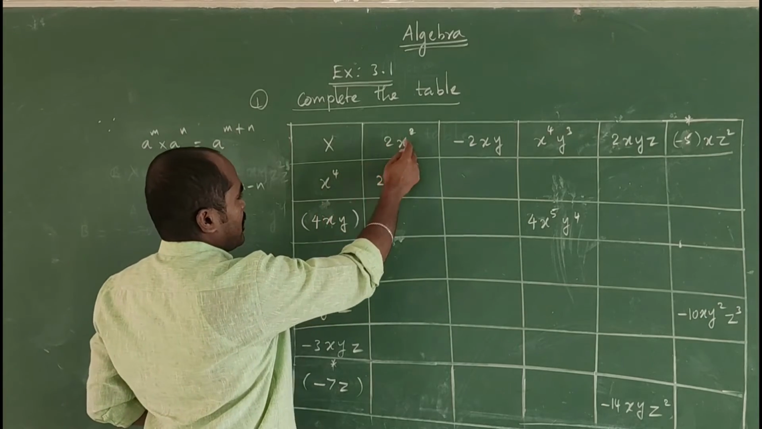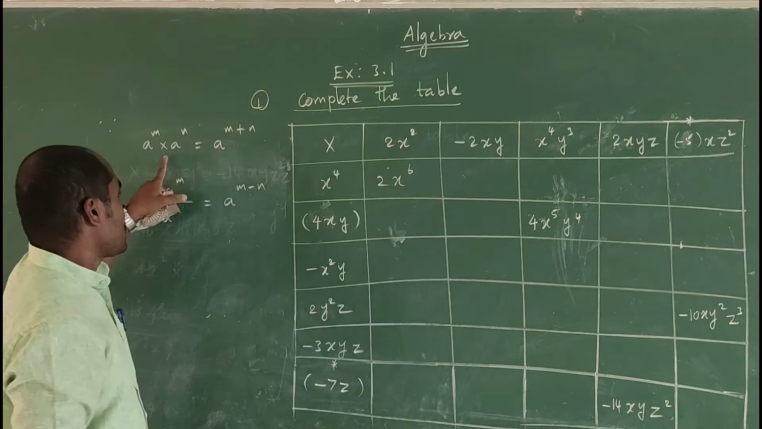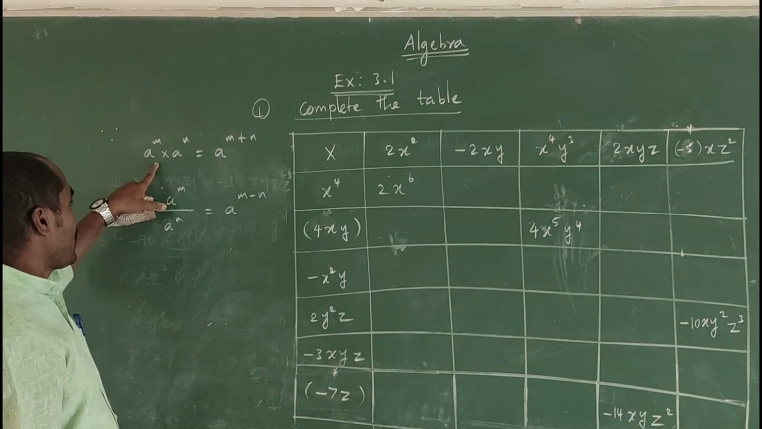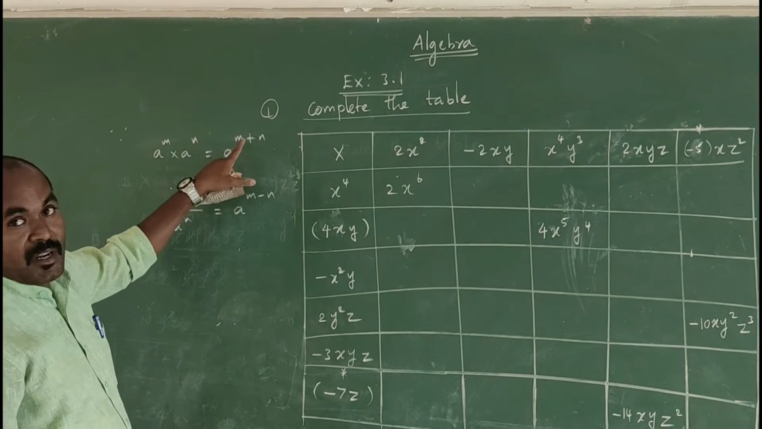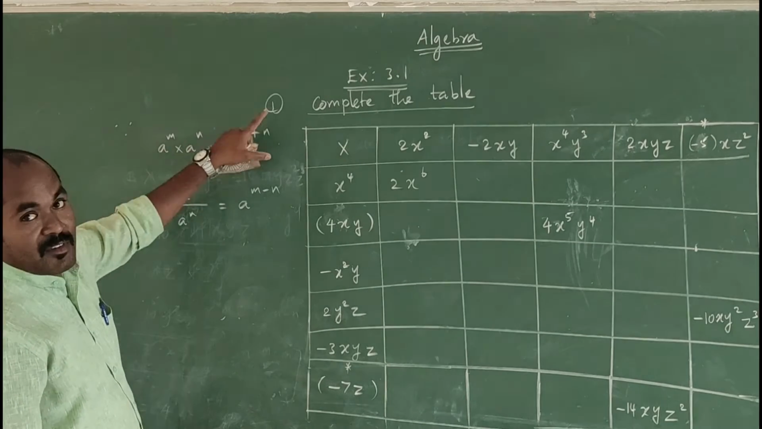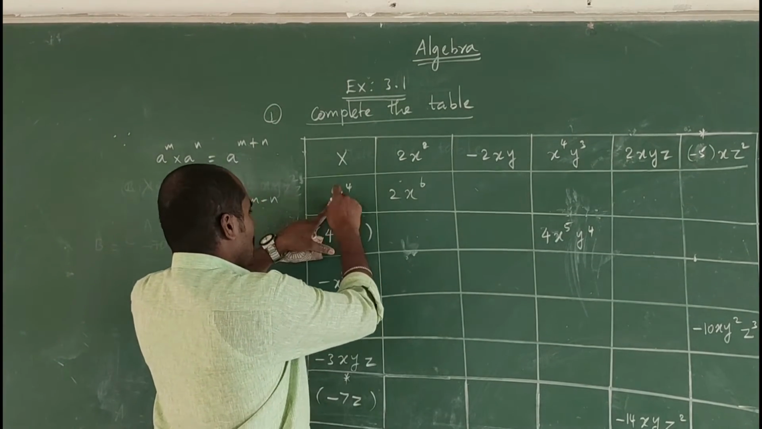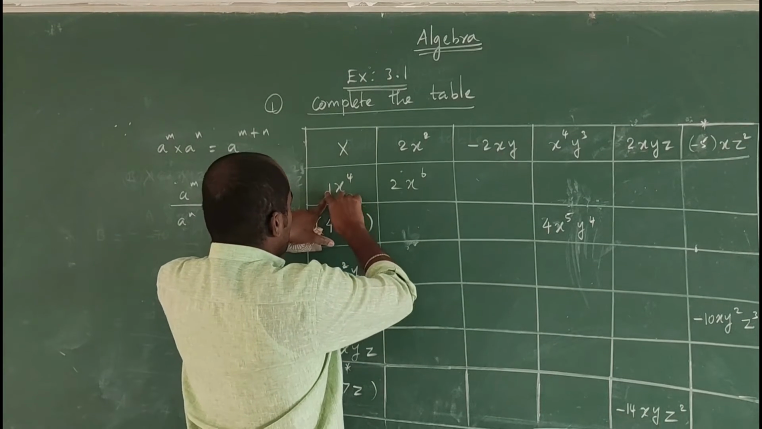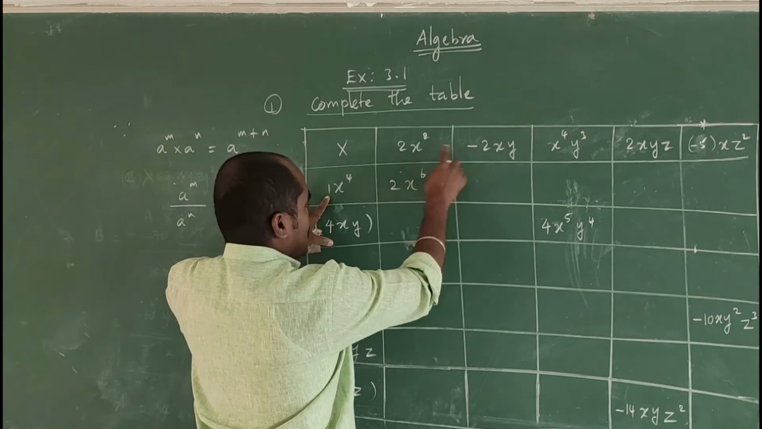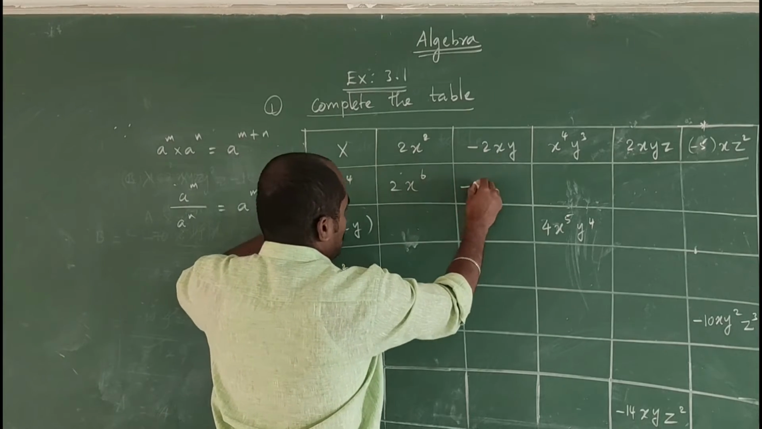Variable. X power 4 into x power 2 is x power 6. So use this exponent law: a power m into a power n is a power m plus n. That means x power 4 into x power 2 is x power 6. And next one. So here coefficient of x power 4 is what? 1. So this is plus, here minus. Plus into minus is minus. 1 into 2 is 2.